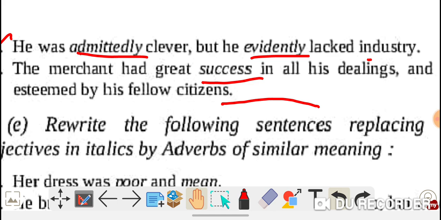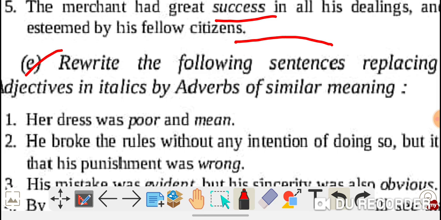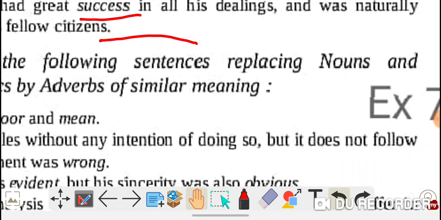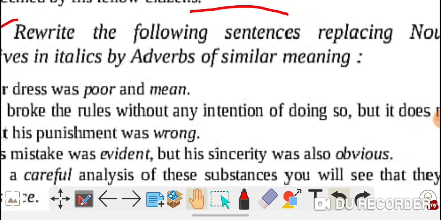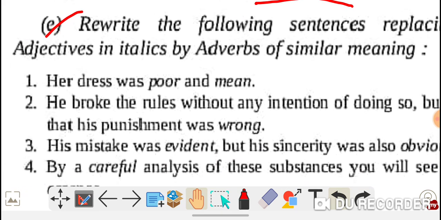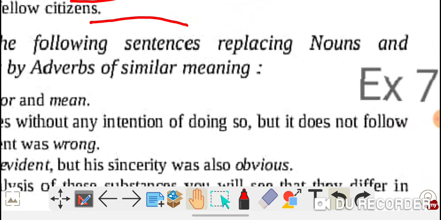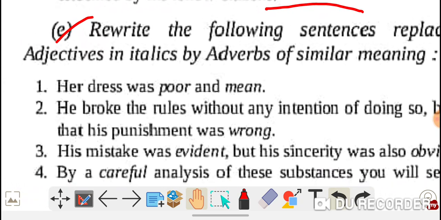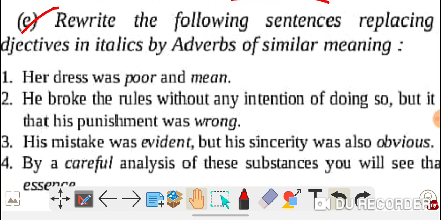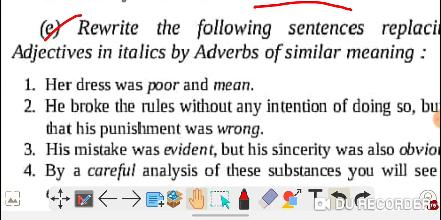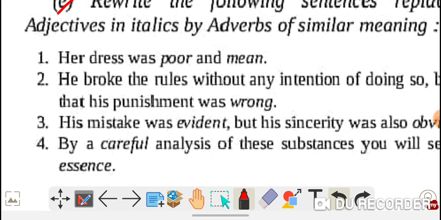Okay, this is the last section, section E. Here, rewrite the following sentences replacing nouns and adjectives in italics by adverbs of similar meaning. So here in these lines there are nouns and adjectives which are in italics. The adverb form of those nouns and adjectives need to be replaced. So these nouns and adjective words need to be transformed into adverb form. Very important.